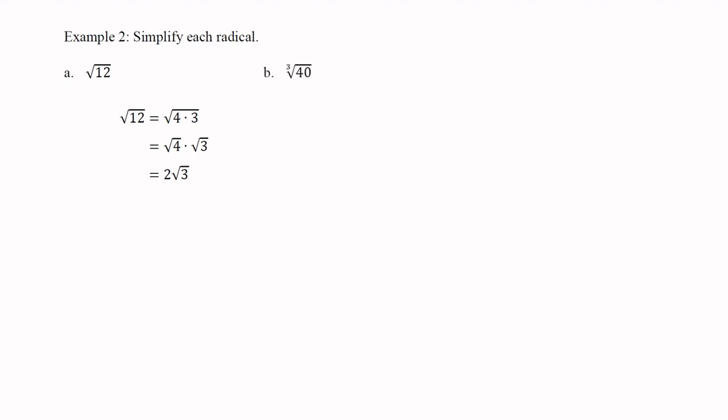For the cube root of 40, we need to find a perfect cube that goes into 40, and that would be 8. 8 times 5 is 40. The cube root of 8 is going to give us 2, so we have 2 cube root of 5.